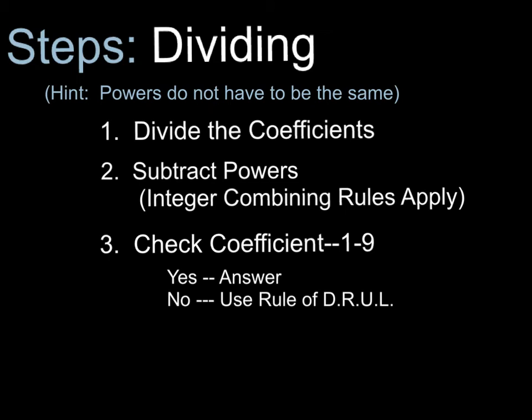So if we go to division, again, the hint here is that we do not have to have the same powers. We are going to actually divide the coefficients. The second step is a little tricky. You've got to be careful with this one. We're going to actually subtract, so we are going to use a minus sign. Still, integer combining rules apply. And in checking our answer, if it's between 1 and 9, we're done, or if not, we will use the rule of Joule.